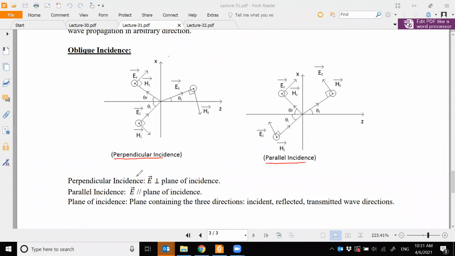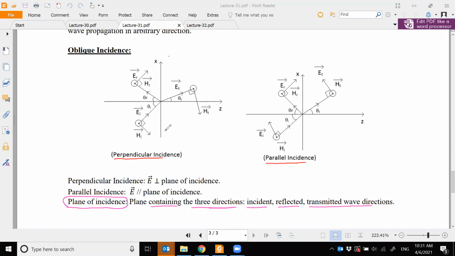So now, what are the definitions of the perpendicular incidence and parallel incidence? The definition is with respect to what we call the plane of incidence. Now, what is this plane of incidence? It is the plane which contains all three directions: incident, reflected, and transmitted. All three directions. That is called the plane of incidence.